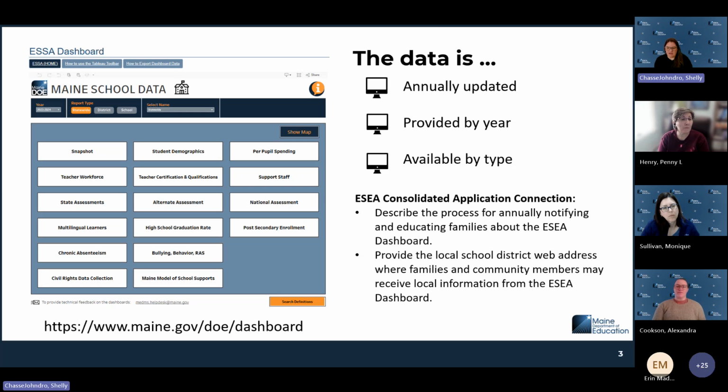The data that is provided on the ESSA dashboard is populated annually utilizing SAU certified data. You can use the filters to see different years and different types of data. The ESSA dashboard and its data is connected to the ESEA consolidated application. The ESEA application asks the SAU to describe the process for annually notifying and educating families about the dashboard, and in addition, collects the URL of the dashboard location on the SAU's website.